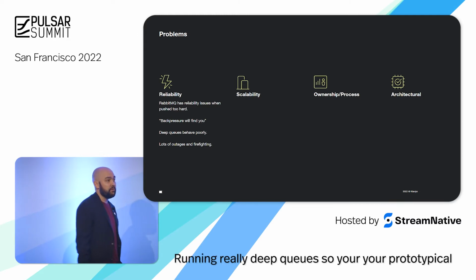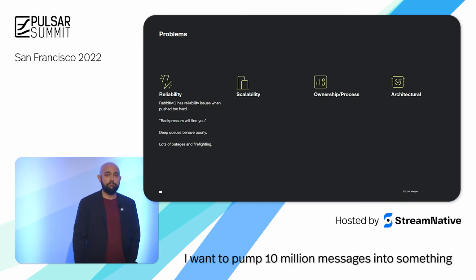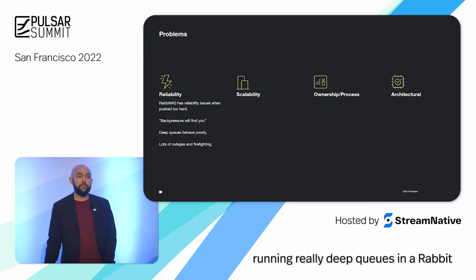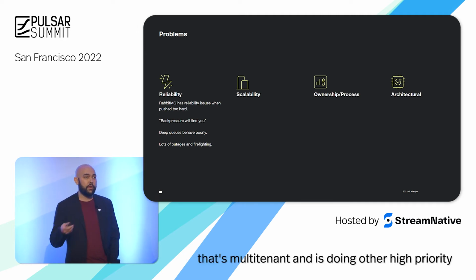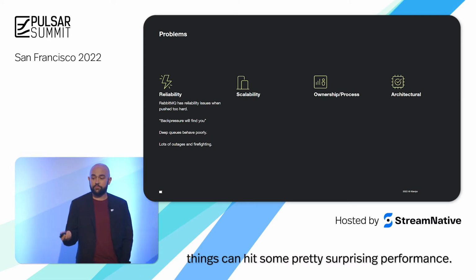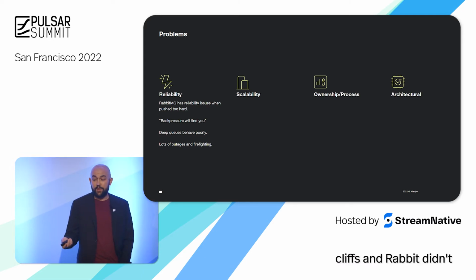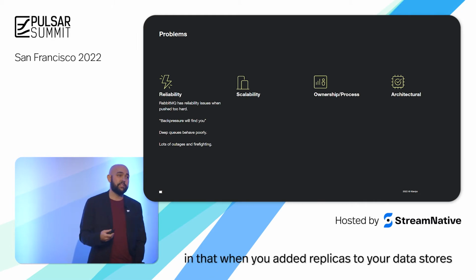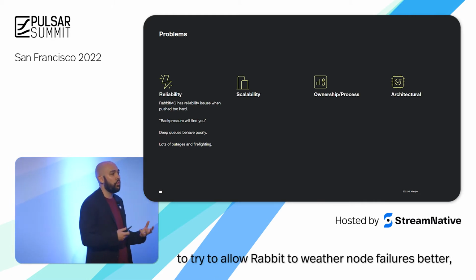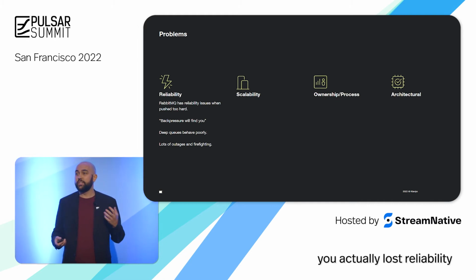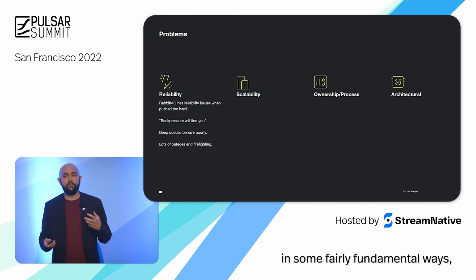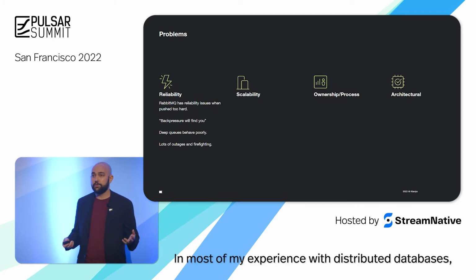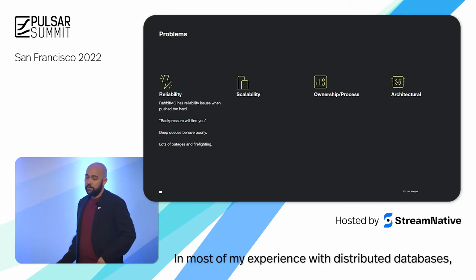Running really deep queues, so your prototypical, I want to pump 10 million messages into something and process them over a week. Running really deep queues in a Rabbit that's multi-tenant and is doing other high priority things can hit some pretty surprising performance cliffs. And Rabbit didn't until recently have a good redundancy story in that when you added replicas to your data stores to try to allow Rabbit to weather node failures better, you actually lost reliability in some fairly fundamental ways, which is unusual and unfortunate in most of my experience with distributed databases.